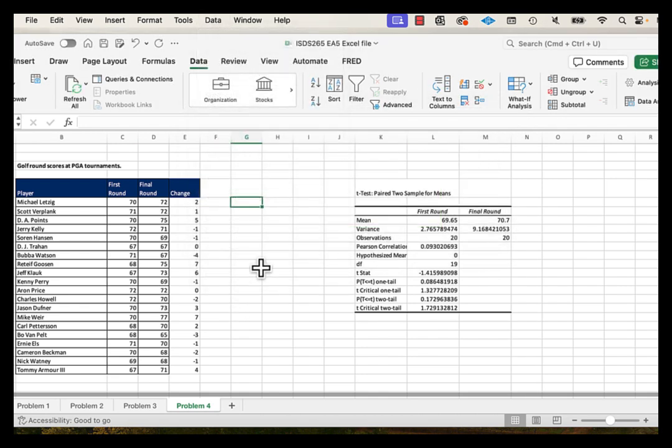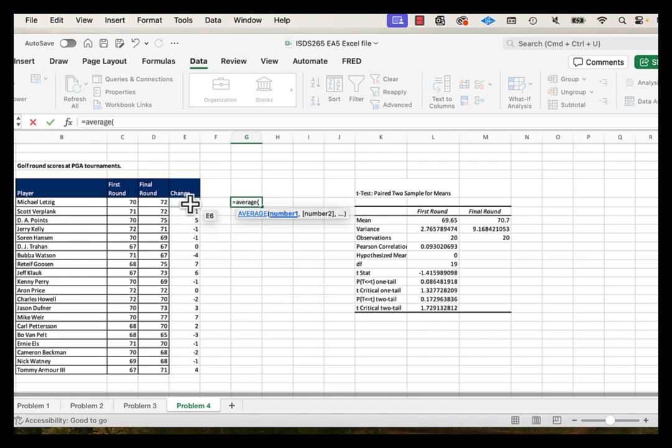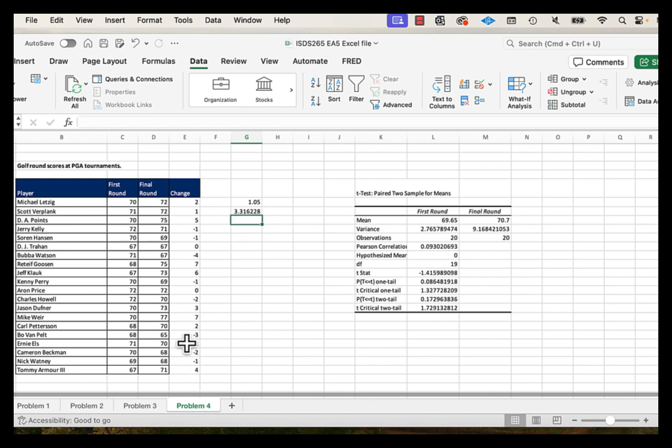So let's do this by hand. Let's calculate equals average to get the average. There's the average. Let's get the standard deviation with STDEV.S, the sample standard deviation. That is that guy right there. Our hypothesized change is 0. And n is equal to 25 minus 5, so we have 20.